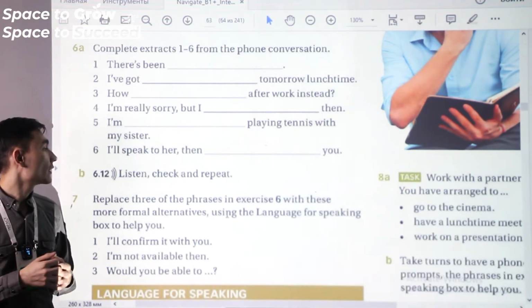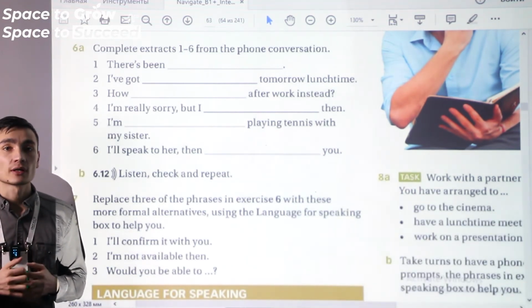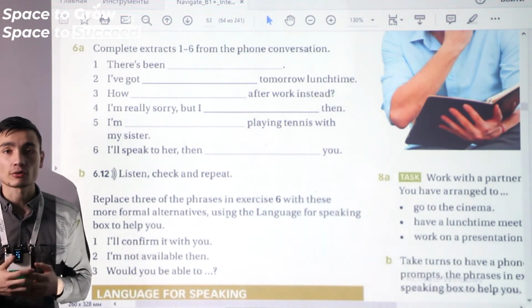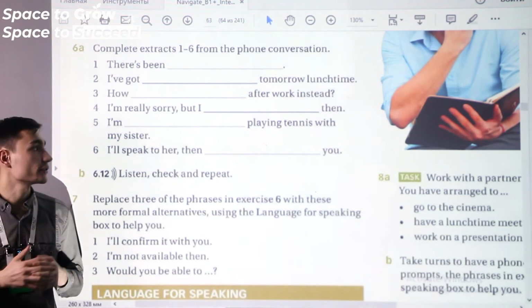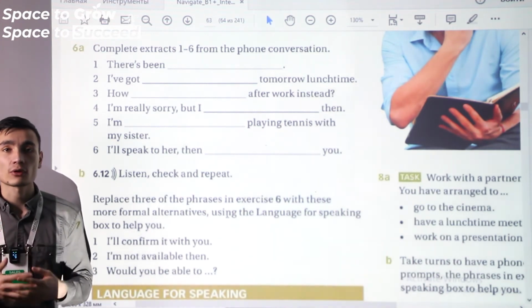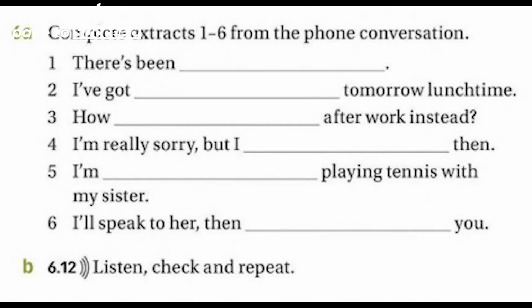Exercise 6B. Listen, check, and repeat. Now, pause the video and check your answers one more time, and after that, repeat the sentences, repeat the structures to improve your level of pronunciation. Audio 6.12.